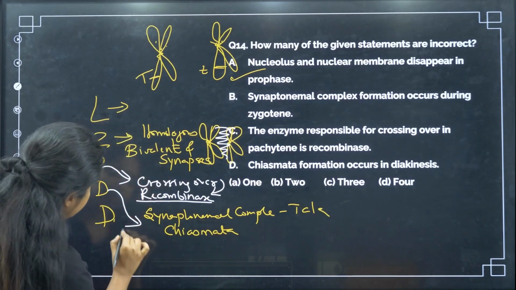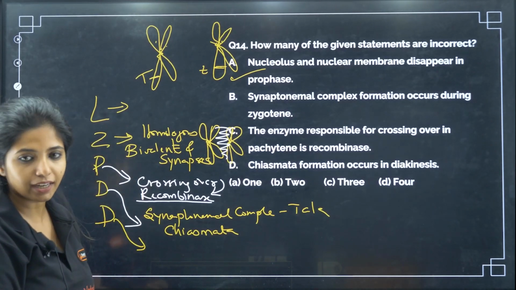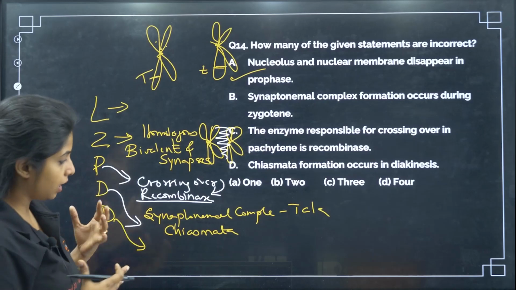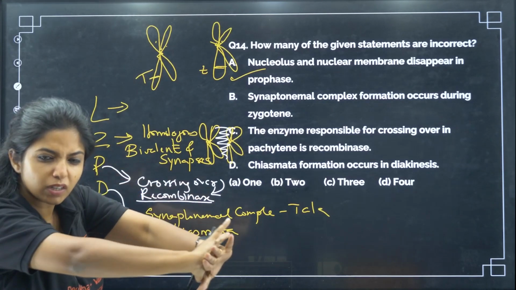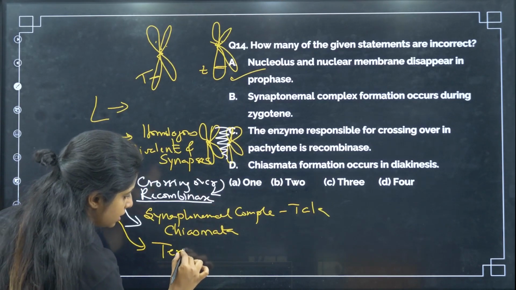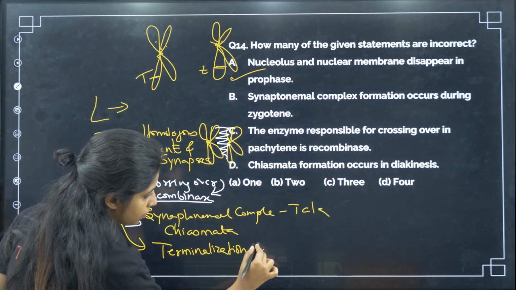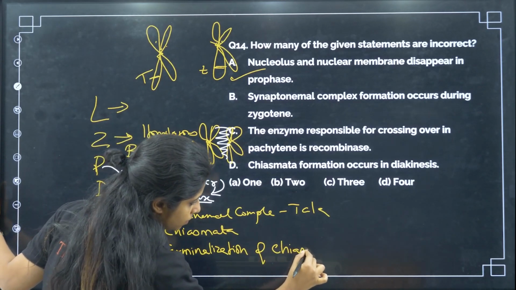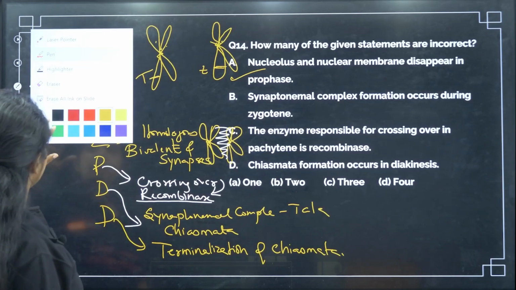Okay. Now in diakinesis, towards the end, they are about to die, my dear children. What happens exactly is that they have reached the terminal stage. When they try to break up, finally the chiasmata moves down towards the terminal position, towards the end. So I'll call this terminalization of chiasmata.